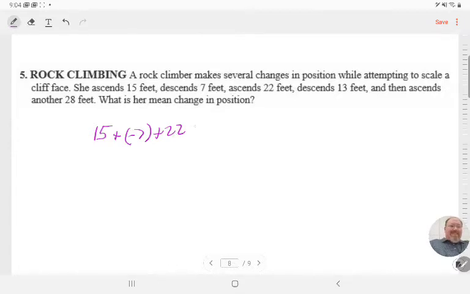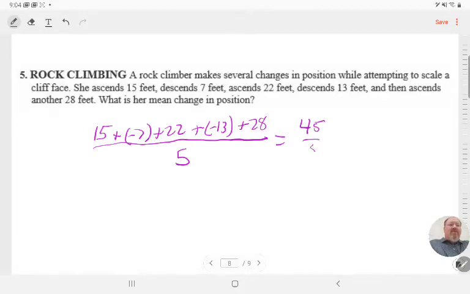She descends 13 feet, and then she ascends 28 feet. That's 1, 2, 3, 4, 5. So that's all divided by 5. And when we add these together, we get positive 45 divided by 5, which would give me 9 feet as the average or the mean. Okay?